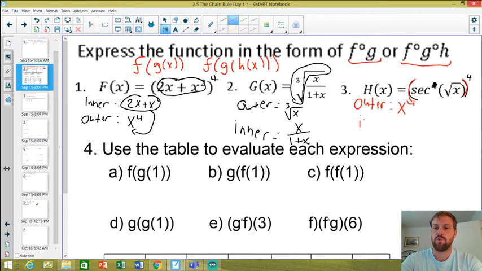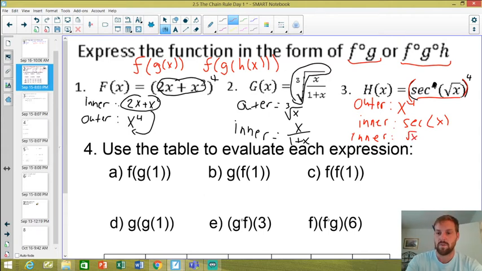Now, there's 2 inner functions here. So I'm going to write inner, I'm going to write inner again. The inner function is that we're doing the secant of something. The secant of some quantity x. Now, inside that, what we're doing is the square root of x.